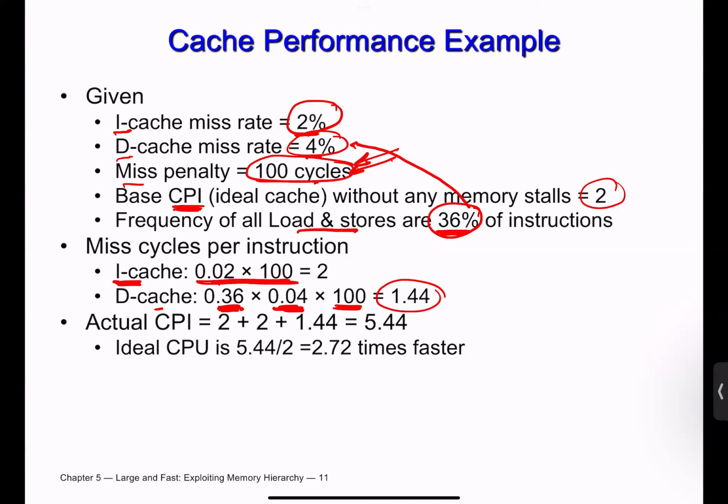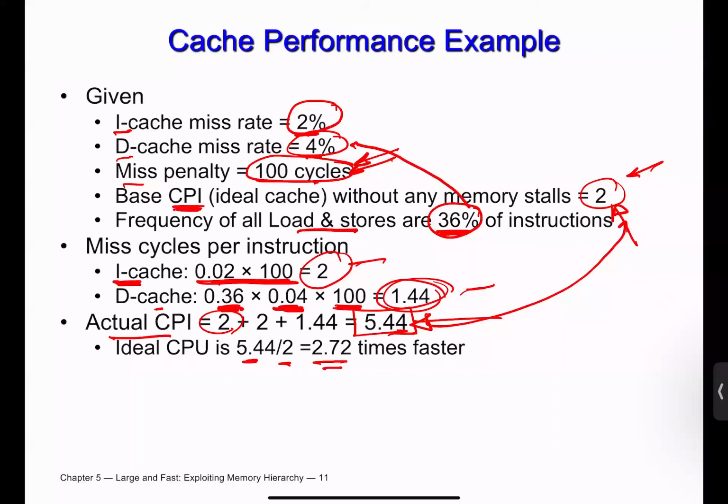Of course, I don't have to do this with the instruction cache, since for the instruction cache I usually access instruction after instruction, independent of whether it is a load word or store word. I always have to access the instruction memory in order to bring the next instruction. So then the actual CPI will be my base plus my overhead. So where are my overheads? This is an overhead, and this is another overhead. So 2 plus this plus that gives me 5.44. So this is my actual CPI. The ideal CPI is 2. If you divide this by that, it will give you 2.72, which gives you an indication that the ideal is 2.72 times faster than the actual CPI.